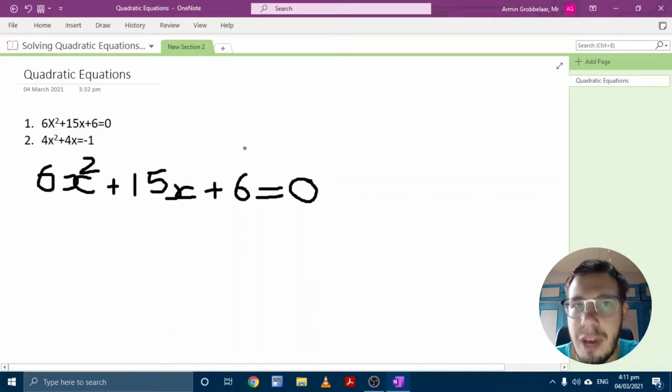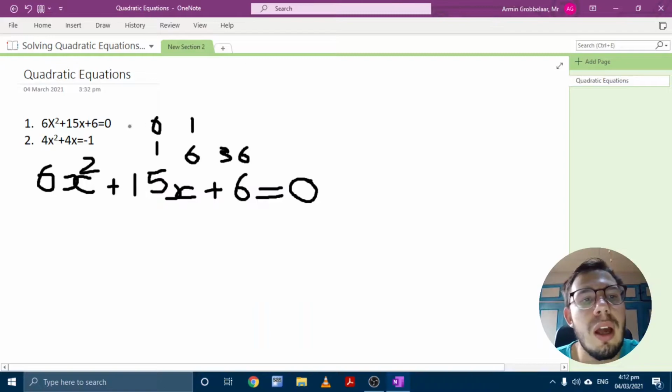Now we have to get the factors of those and see which one of those gives us 15. So I'm going to say 6 times 1 is 6, and 6 times 1 also gives me 6. Now cross multiply: 6 times 6 is 36, and 1 times 1 is 1. So 36 plus 1 is 37, and that's not equal to 15.